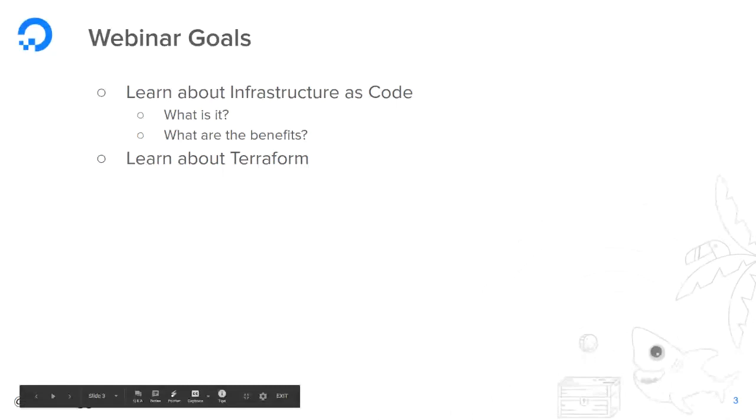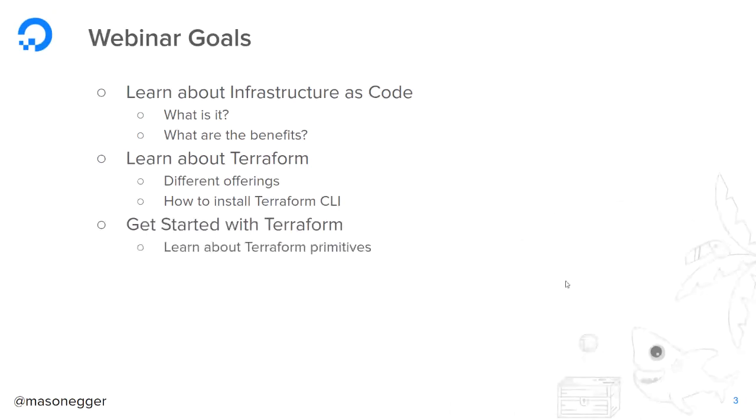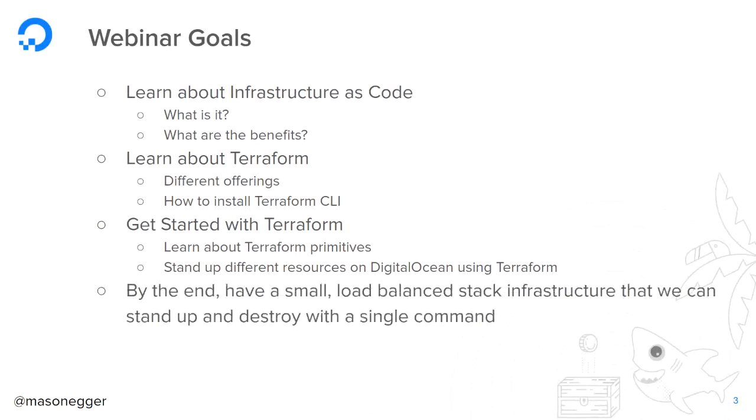Terraform has a lot of different offerings. We're going to talk about those. We're going to talk about how to install the Terraform CLI. We're going to talk about getting started with Terraform, learning about a lot of the Terraform primitives that are available. We're going to stand up different resources on DigitalOcean using Terraform. This is going to be a live coded demo. There are resources available that I will show in later slides where you will be able to follow along if you want. By the end, we're going to have a small load balanced web infrastructure that we can stand up and destroy with a single Terraform command. So that's going to be pretty cool.